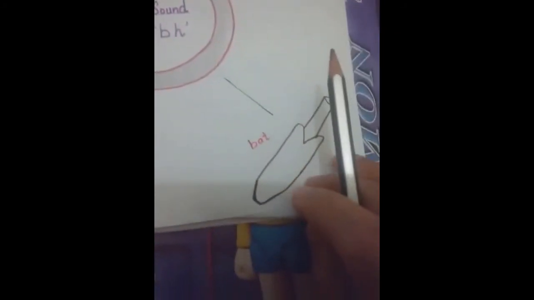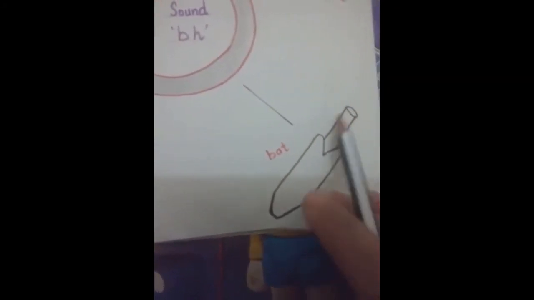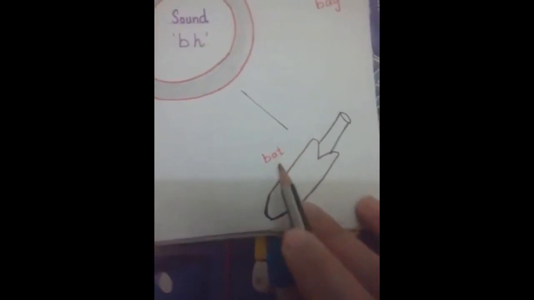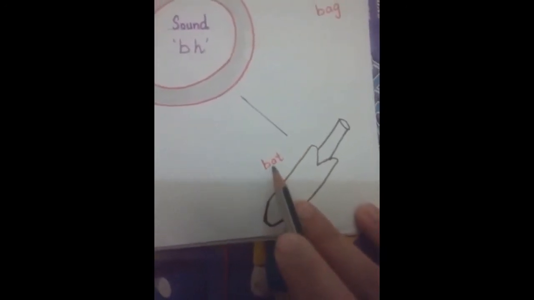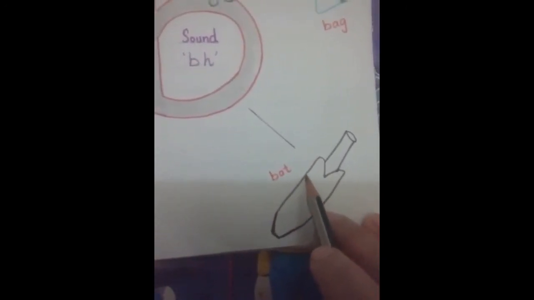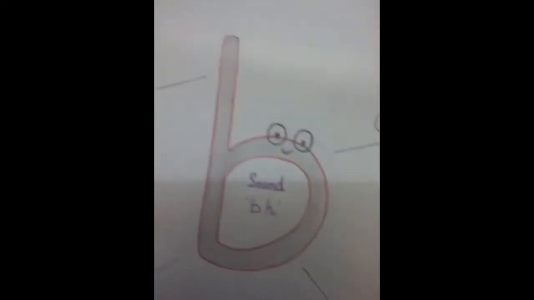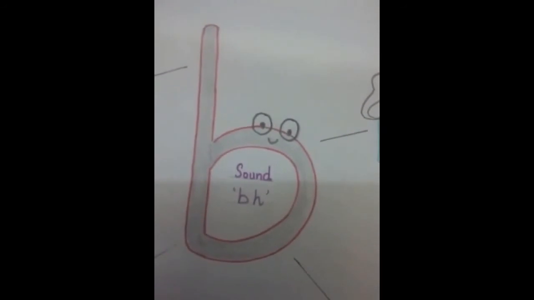Can you see this? Yes. This is the next picture. And what is this? Bat. This is a bat. And the first letter of this word is B. B, B, bat. Excellent. Great. We have done the first part here. Now get ready for the next part.